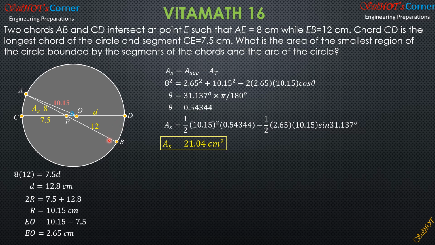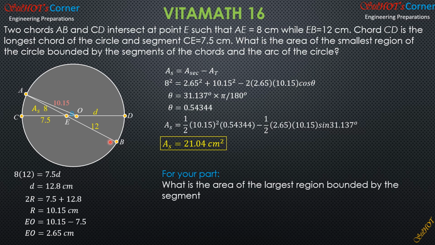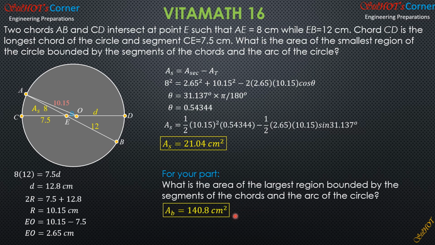So to reinforce the concept and the idea, I want you to solve this as your part, the area of the biggest region. So for your part, what is the area of the largest region bounded by the segments of the chords and the arc of the circle? So you just analyze which one is the largest, this or this part. So it's up to you. As long as you can show that the area is equal to, I'll give you the answer. Area of that biggest part is 140.8 square centimeters.